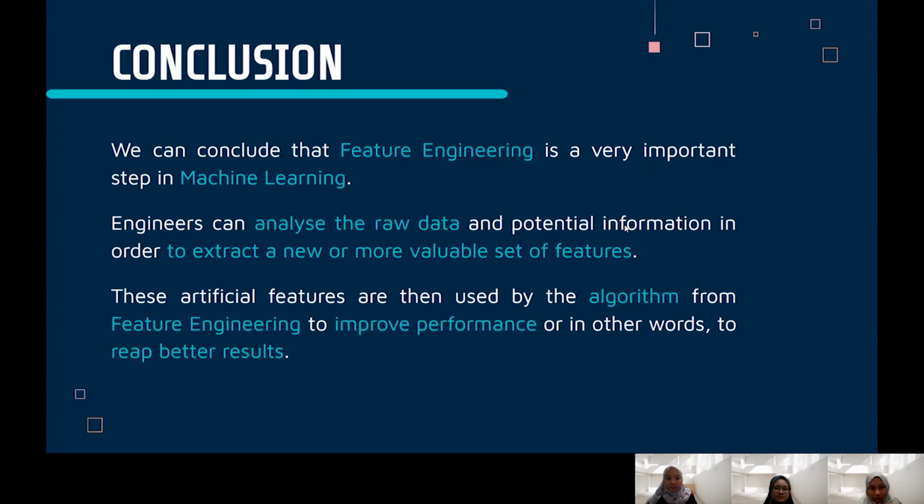From this project, we can conclude that feature engineering is a very important step in machine learning. By having feature engineering, engineers can analyze raw data and potential information in order to extract one or more valuable sets of features. These artificial features are then used by the algorithm to improve performance, or in other words, to reap better results.